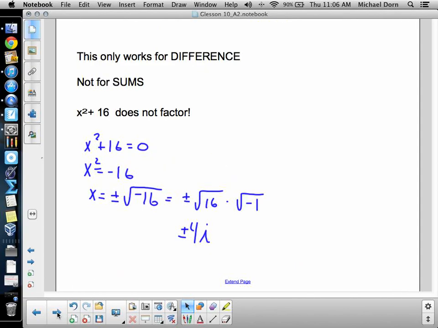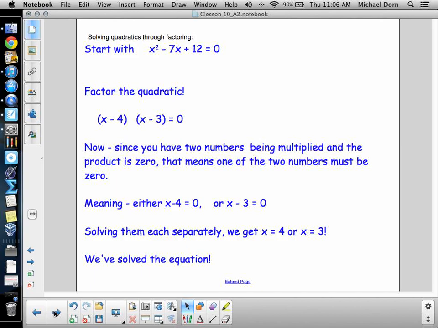So if we have an equation we need to solve, x squared minus 7x plus 12 equals 0, we solve it by factoring. We factor it, and again, this is a pretty easy one. Product is positive 12, sum is negative 7, so that's negative 4 and negative 3. So that product equals 0.